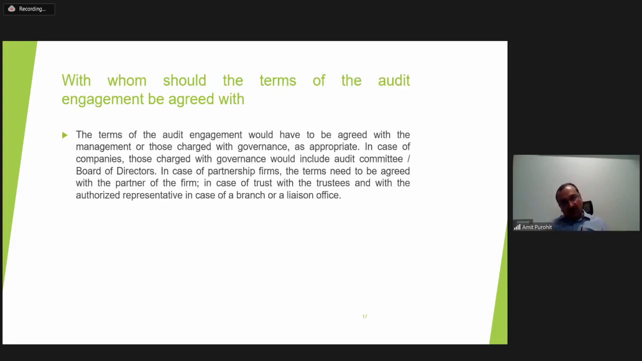Now, having understood the contents of the audit engagement letter, let us understand with whom the terms of the audit engagement should be agreed. The terms of the audit engagement would have to be agreed with the management or those charged with governance, as appropriate, like the board of directors or audit committee, as the case may be. In the case of companies, like I mentioned, it is the audit committee or board of directors. In the case of partnership firms, the terms need to be agreed with the partners of the firm. In the case of a trust, it will be the trustees, and so on and so forth.